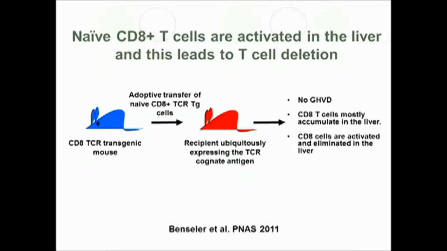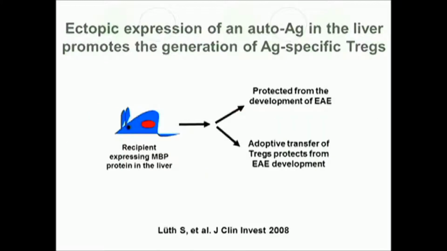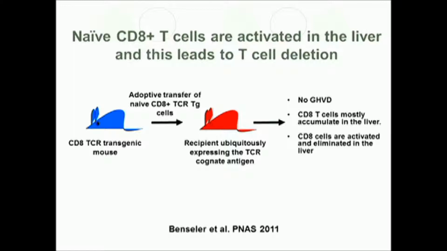mostly accumulate in the liver, and they are very rapidly cleared from the liver by a combination of T-cell apoptosis and by a peculiar phenomenon that occurs in the hepatocytes, which actually engulf and phagocytose the T cells. And if these mechanisms are inhibited, then these naive CD8 cells are capable of eliciting full-blown graft versus host disease.